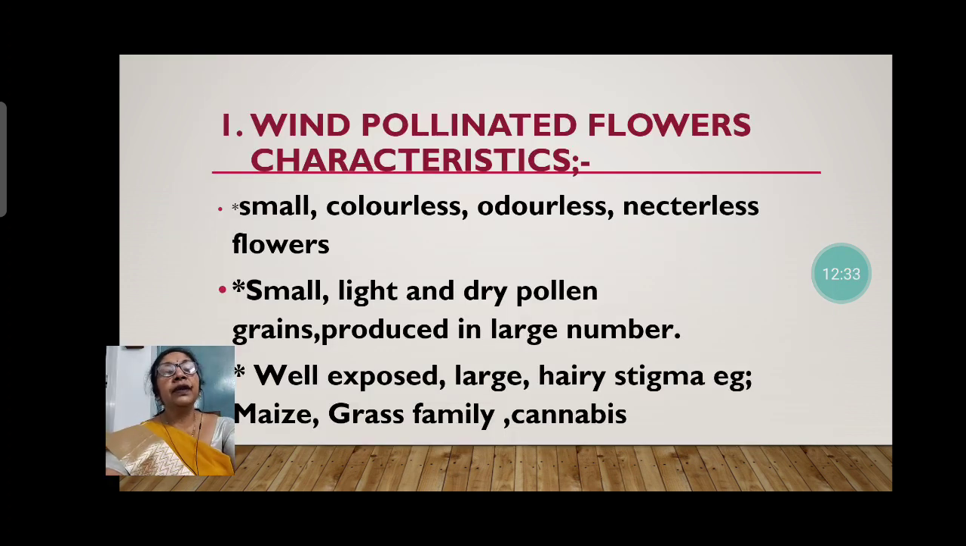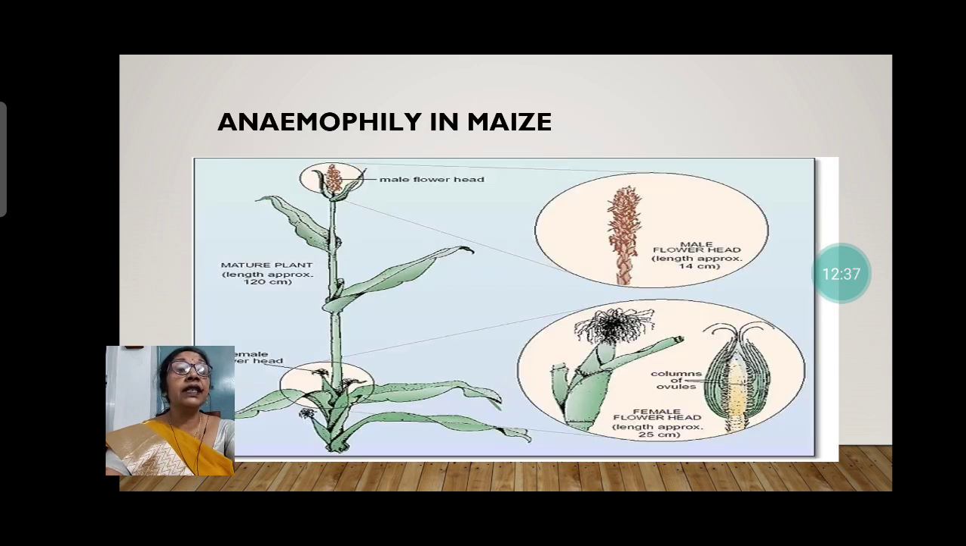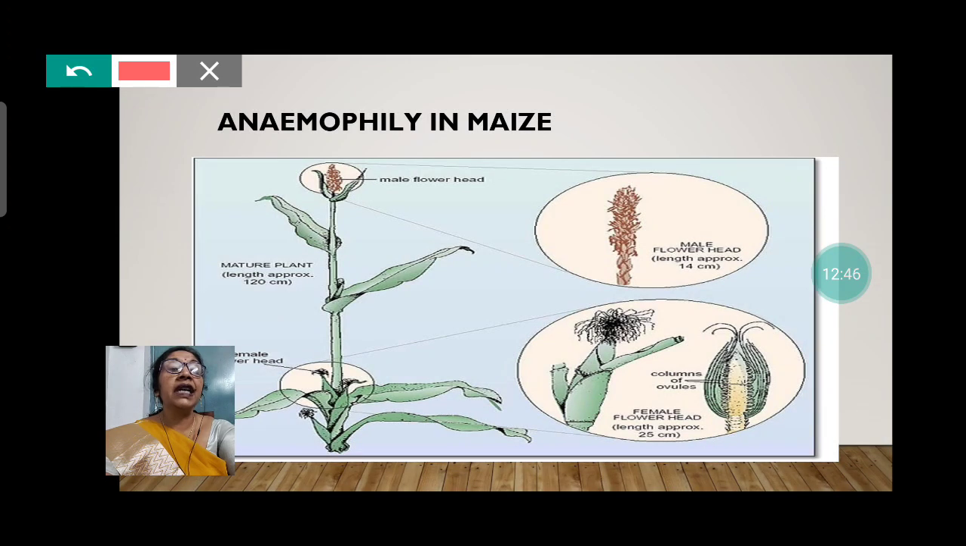Now next we are going to discuss wind pollinated flowers. What are the characteristics? You can see the example is the maize plant. What characters are you finding? You are finding that wind pollinated flowers do not have any specific color, they do not have any odor, but because they are pollinated with the help of wind, there is a lot of chance that most of the pollen grains will get lost. That's why they will produce a large number of pollen grains.